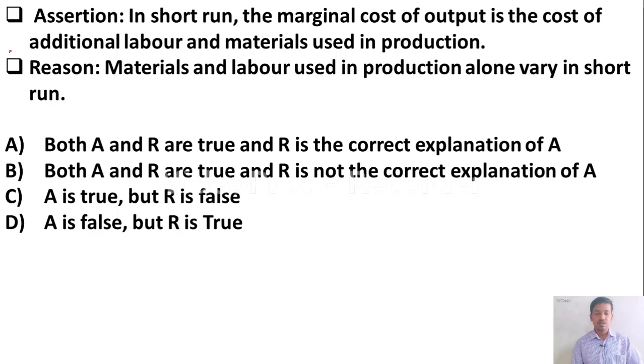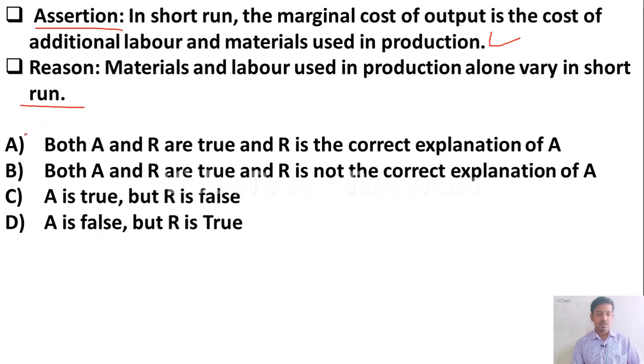Okay, assertion and reasoning question. Here the assertion is, in the short run the marginal cost of output is the cost of additional labor and materials used in the production. Yes, this is correct. The reason is, materials and labor used in production alone vary in the short run.